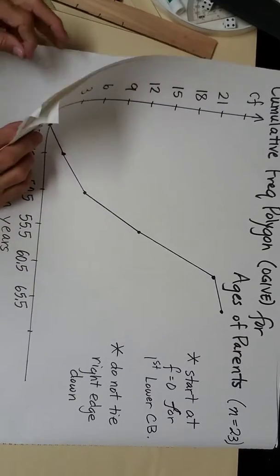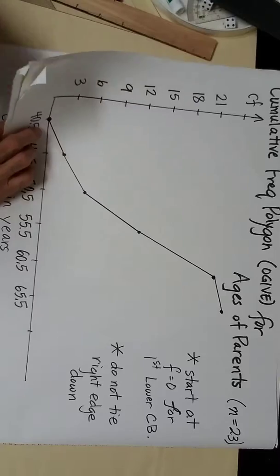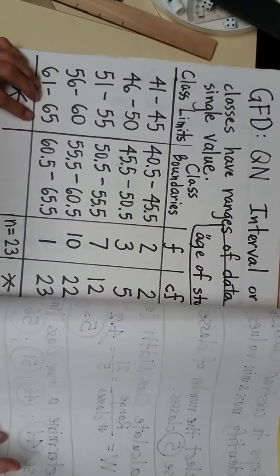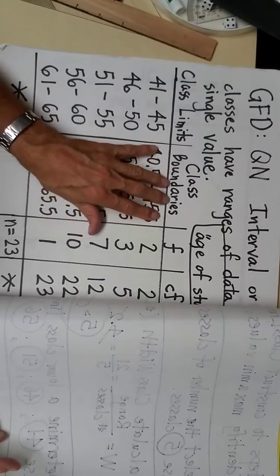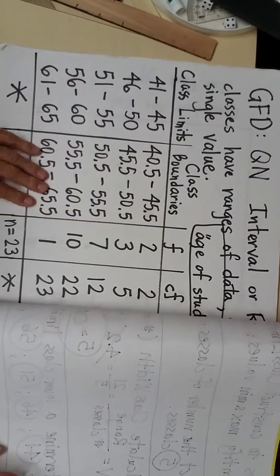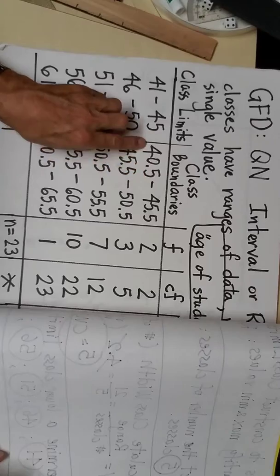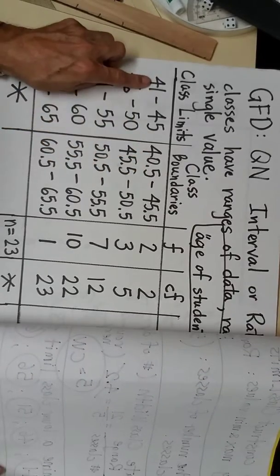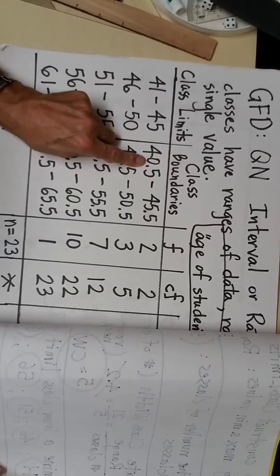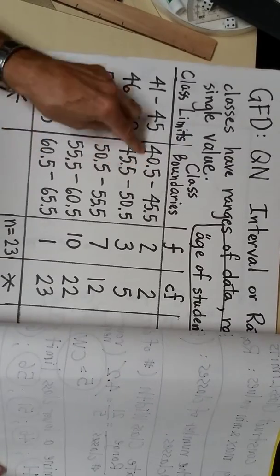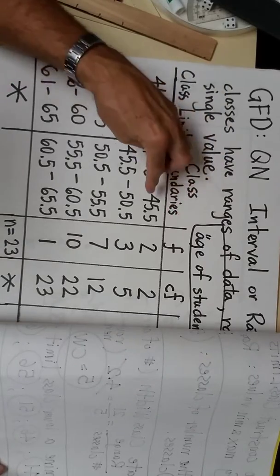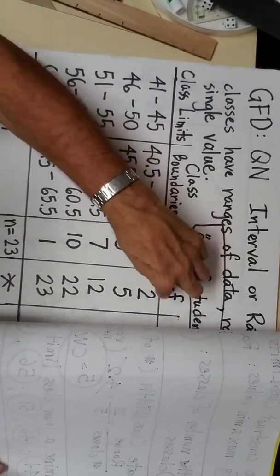A difference on the cumulative frequency polygon goes back to our table. And you need the class boundaries, okay? In the first class, the lower class boundary is 40.5. There is no one in your sample 40.5 years old, so there would be nobody in this grouping. So the cumulative frequency for the group before this would be zero.